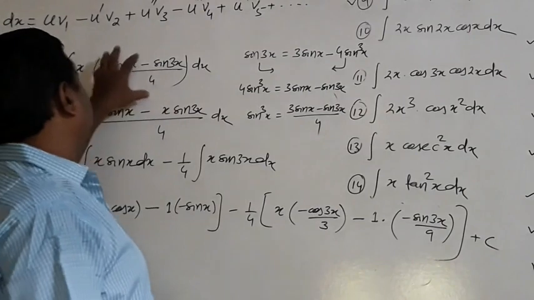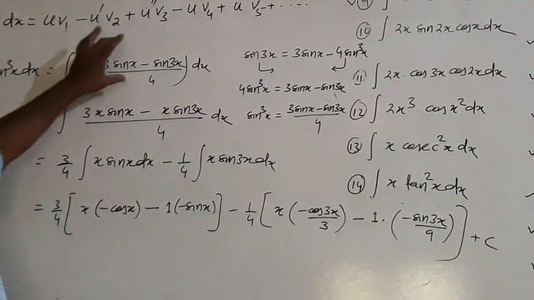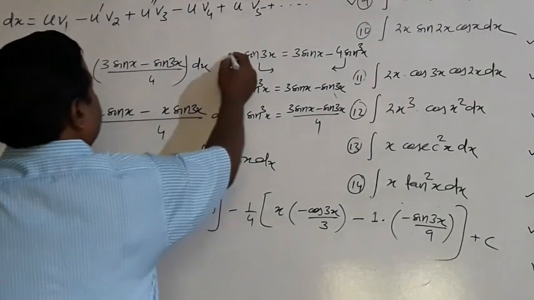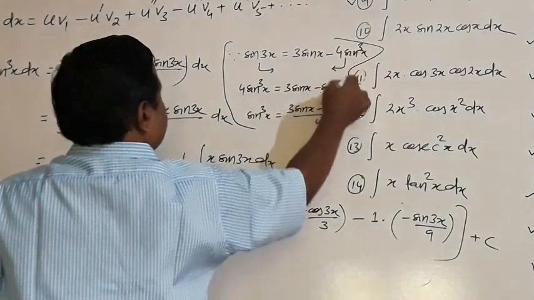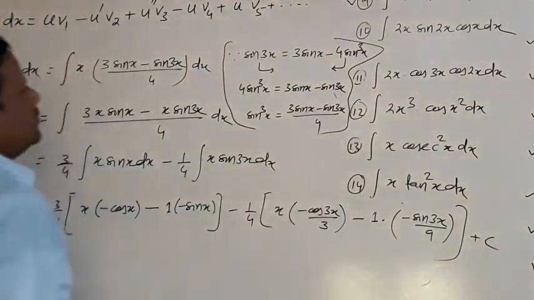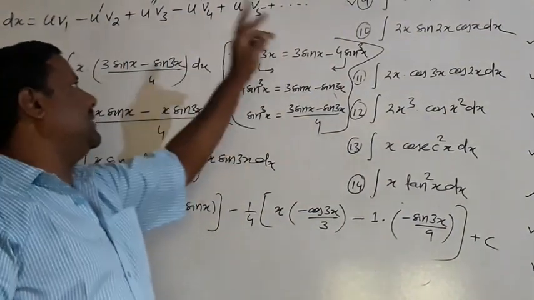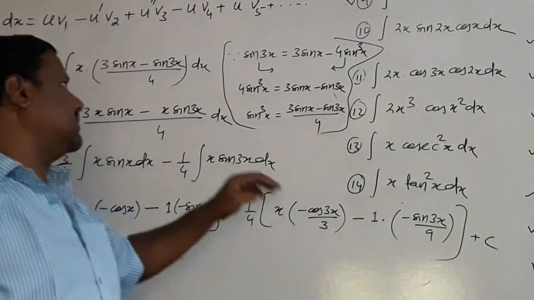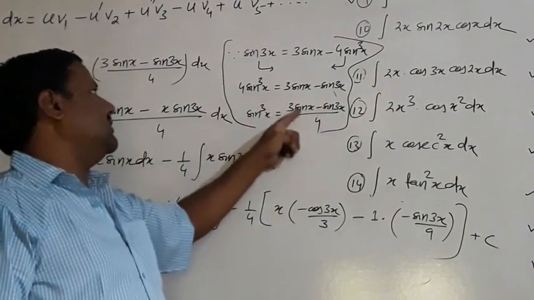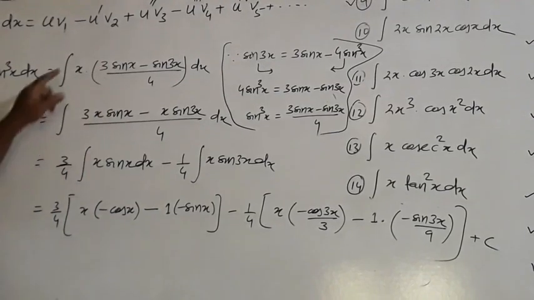Now I am explaining why I am putting this in place of sin cubed x. Look at the formula. The formula of sin 3x is 3 sin x minus 4 sin cubed x. Taking 4 sin cubed x to the left and sin 3x to the right, 4 sin cubed x is 3 sin x minus sin 3x. So sin cubed x is (3 sin x minus sin 3x) by 4. Keeping it in this place, I am explaining it.